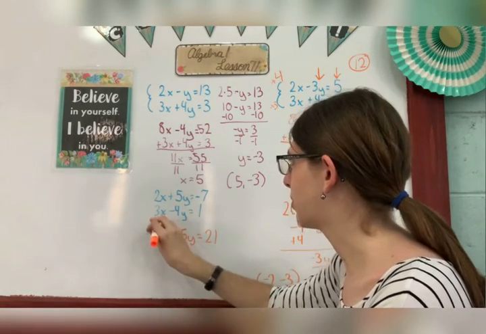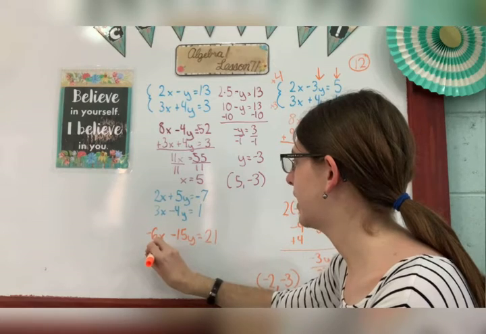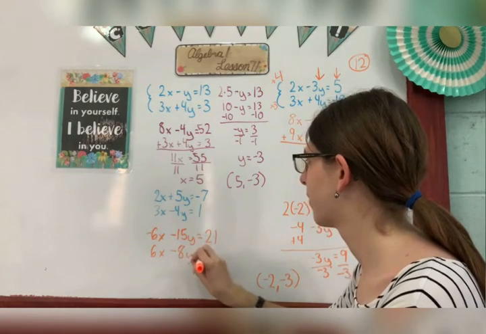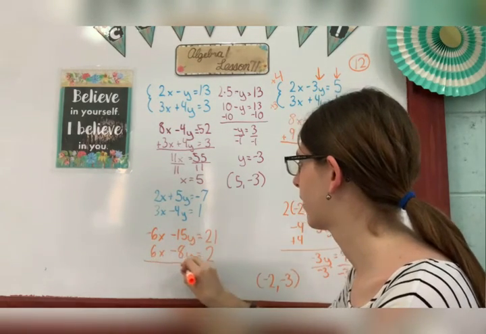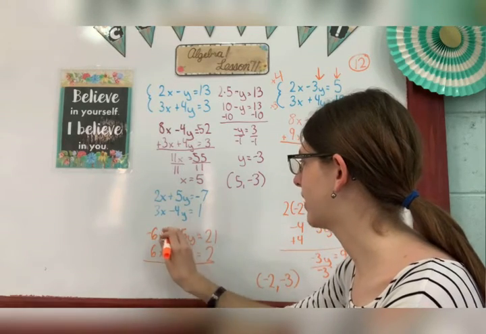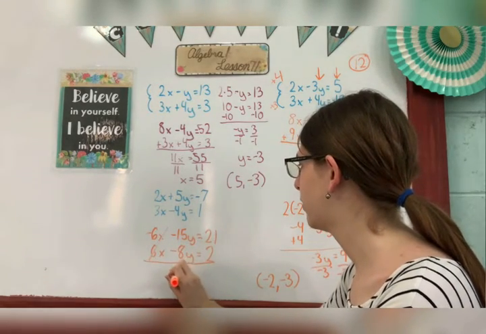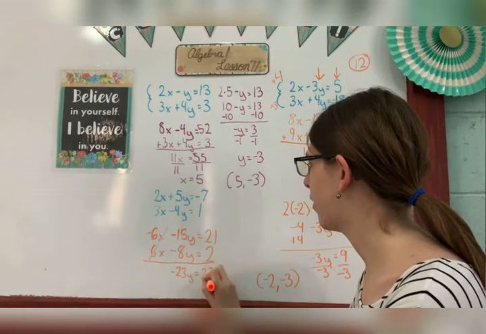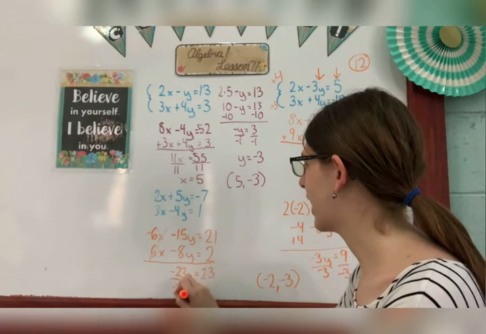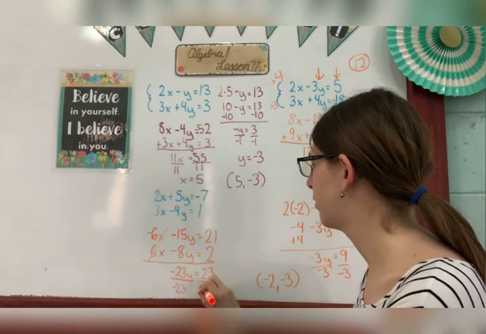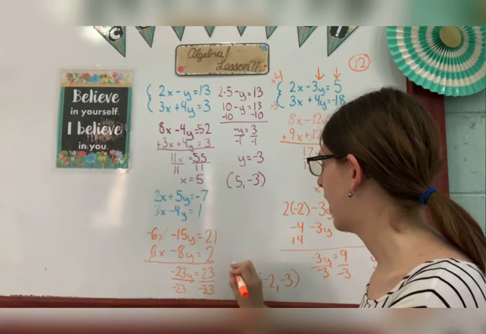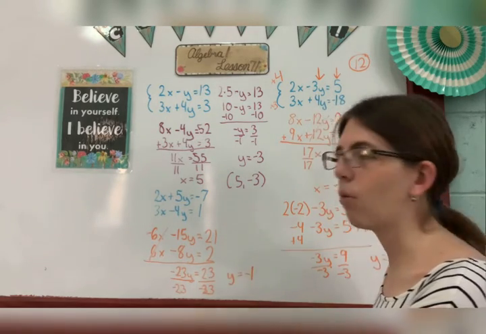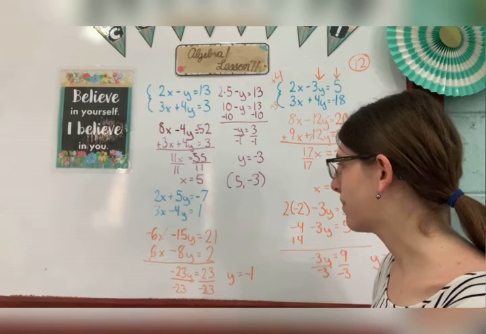Then I need to multiply this one by 2. 2 times 3 is 6x, negative 8y, and a positive 2. Add them together. My x's cancel. I have negative 23y equals positive 23. Divide both sides by negative 23. Oops. Negative 23. And that leaves me with y equals -1.